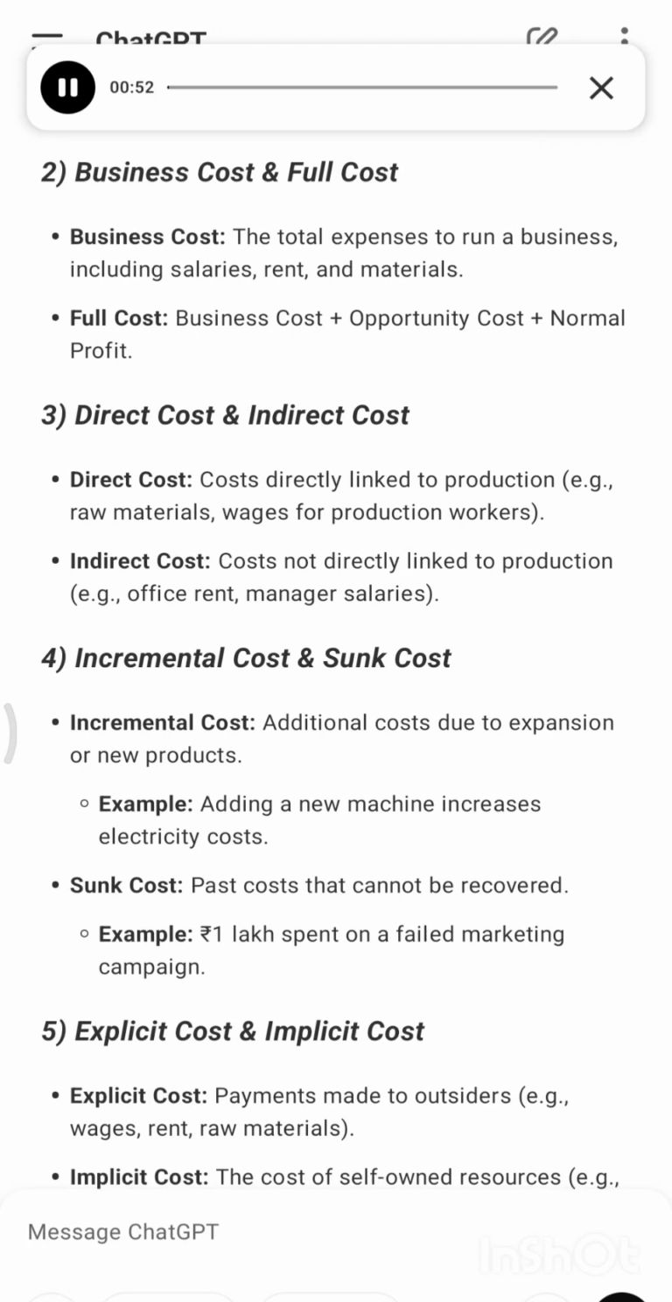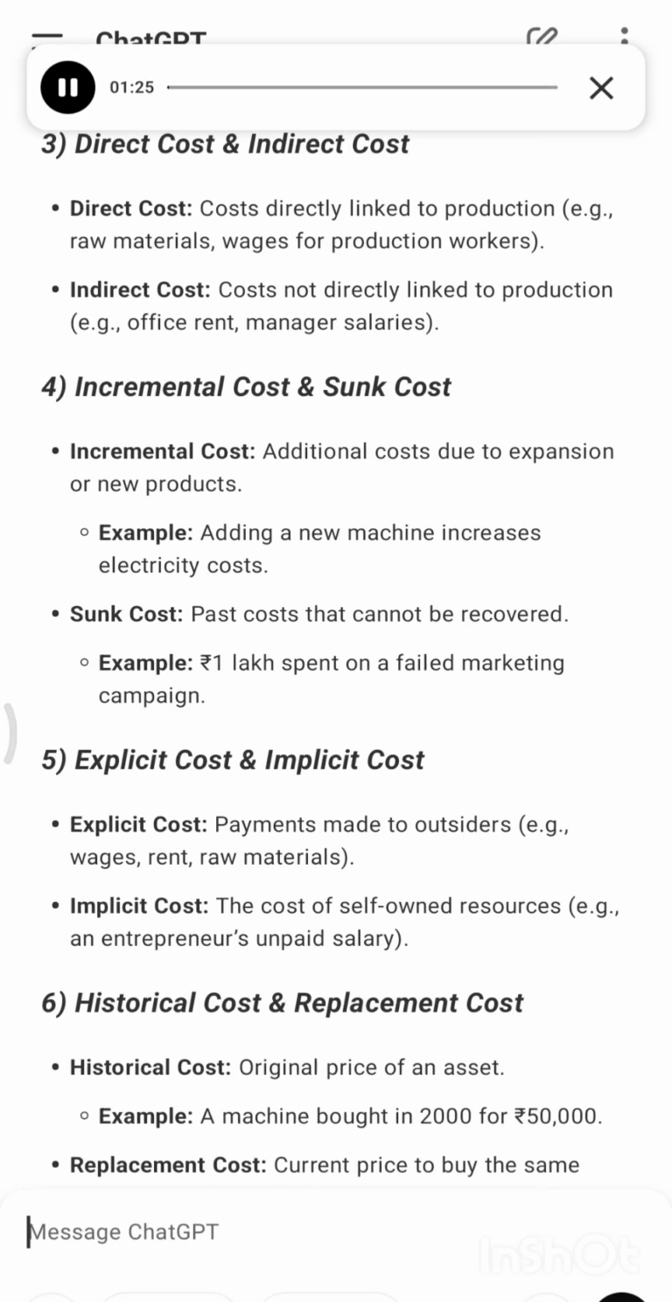3. Direct cost and indirect cost. Direct cost: costs directly linked to production, e.g., raw materials, wages for production workers. Indirect cost: costs not directly linked to production, e.g., office rent, manager salaries. 4. Incremental cost and sunk cost. Incremental cost: additional costs due to expansion or new products. Example, adding a new machine increases electricity costs. Sunk cost: past costs that cannot be recovered. Example, 1 lakh spent on a failed marketing campaign.